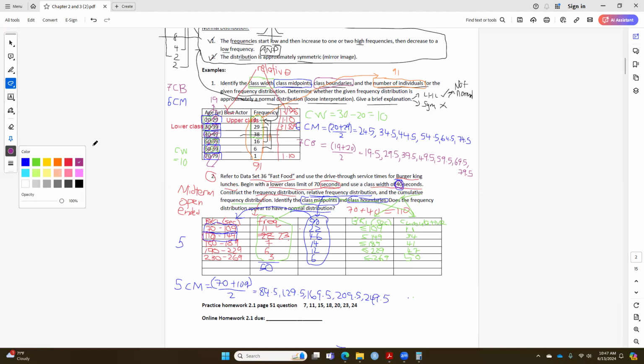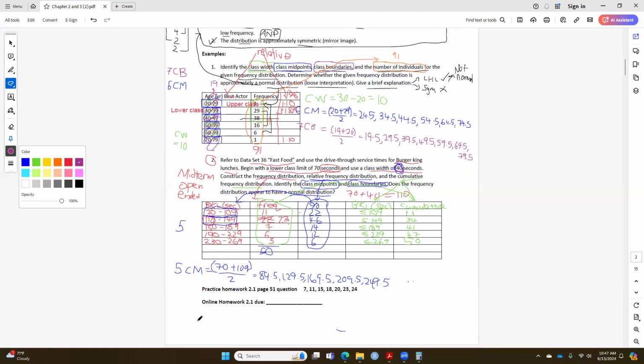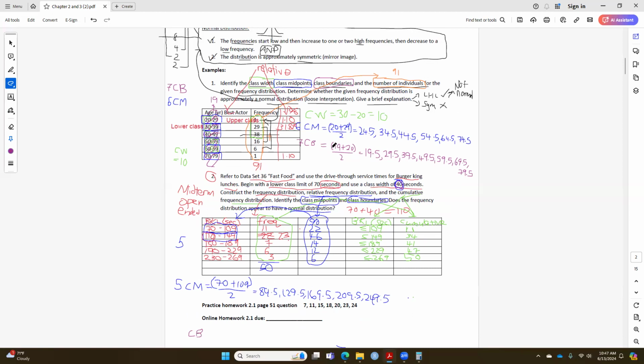You guys all right? Now I have no room, so I'm going to write it down here. Class boundaries. Now, how do we find class boundaries? If you remember how we found class boundaries in the first example, we did the diagonals, going from the upper to the lower. So in order for us to figure out the class boundary here, we will go diagonally like this, not the other way.